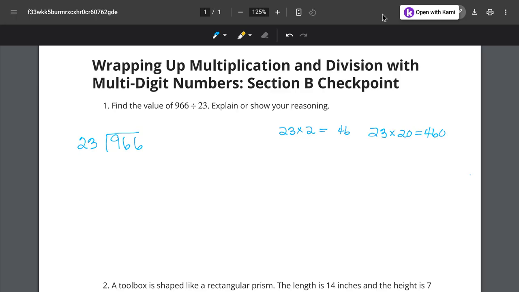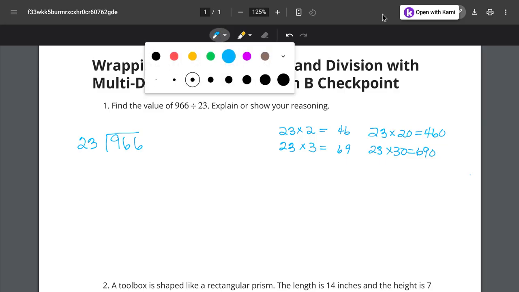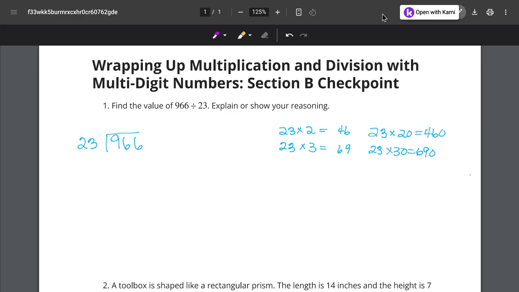966. So let's go ahead and let's think about what would 23 times 3 be. Well, 23 times 3 would be 69, and I know that 23 times 30, therefore, would be 690. Let's go ahead and start with that. That feels like a number that would help me to chip away at this a little bit, right? Certainly it's not all the way to my 966, but we're getting close, so I feel like that's a good starting point. I'm going to start with taking 30 groups of 23.